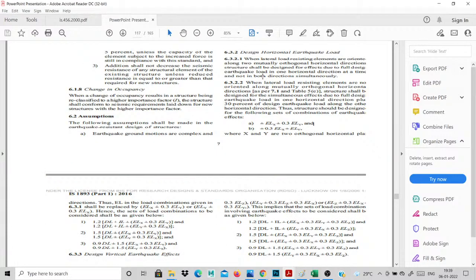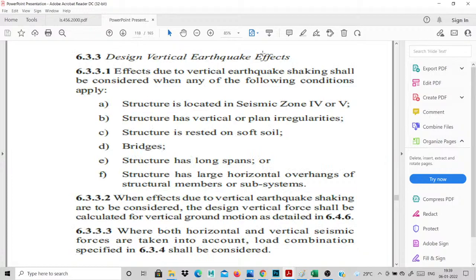The next one: two forces are acting. One is the horizontal earthquake load, another one is the vertical earthquake load. The vertical earthquake effect applies when your structure is located in seismic zones 4 and 5. There are four zones in India: 2, 3, 4, 5. These are the earthquake zones available in India. How to calculate the vertical earthquake?